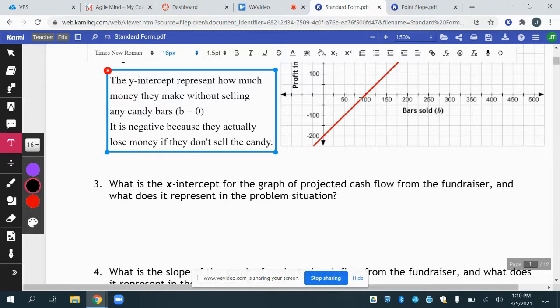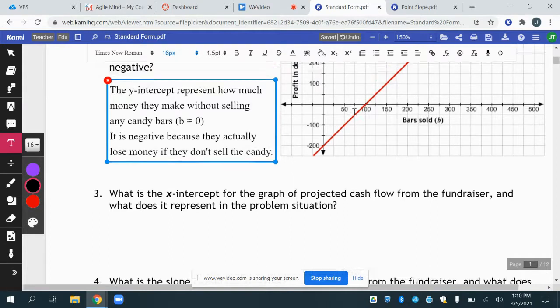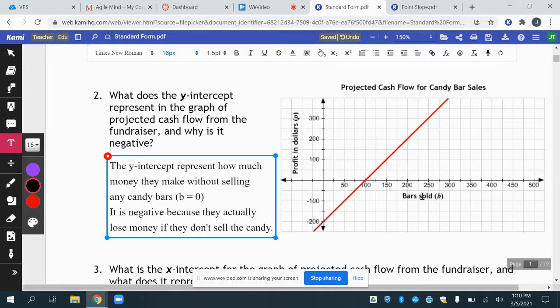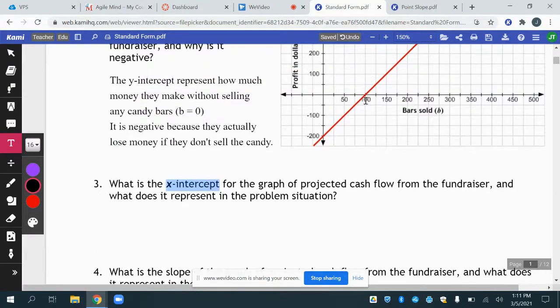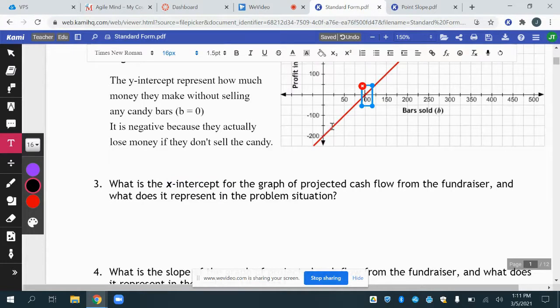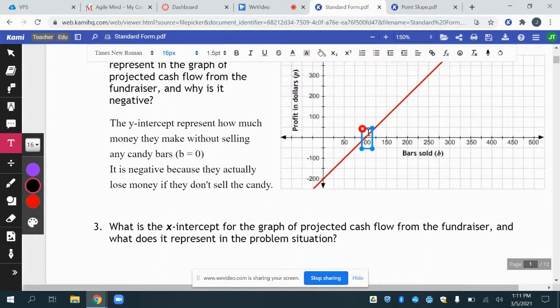What is the x-intercept? Now remember, the y-intercept is where it crosses the y-axis, the vertical. The x-intercept is where it crosses the x-axis. Notice they changed them. One is p and the other is b. Doesn't matter. The p-axis and the b-axis. The horizontal axis is what we're talking about when we call the x-intercept. So this right here is 100. So they sell candy bars. They sell 50 candy bars. Now they're only $100 in the hole. They sell 100 candy bars. Now they've made back their money. All right. So let's talk about how that works.